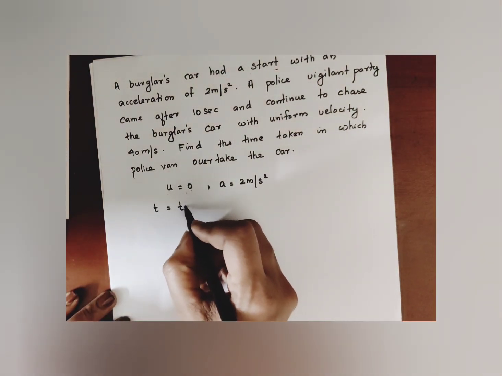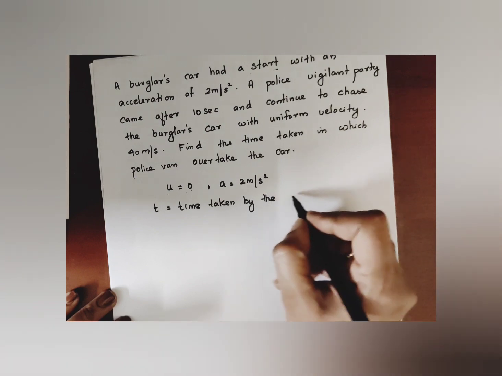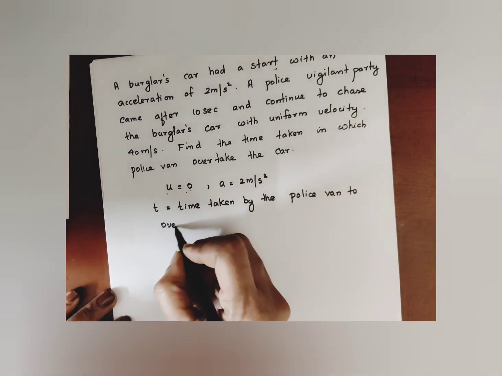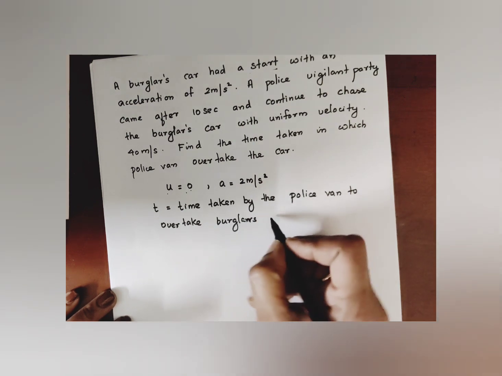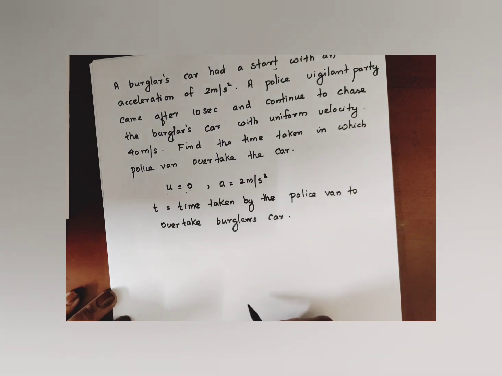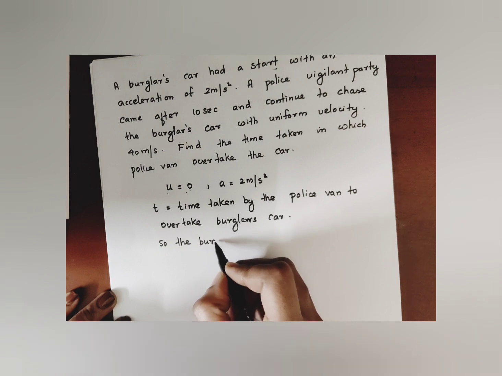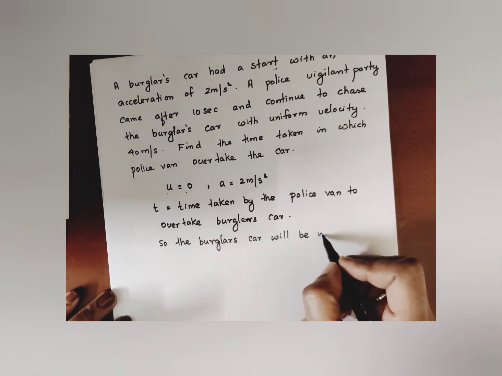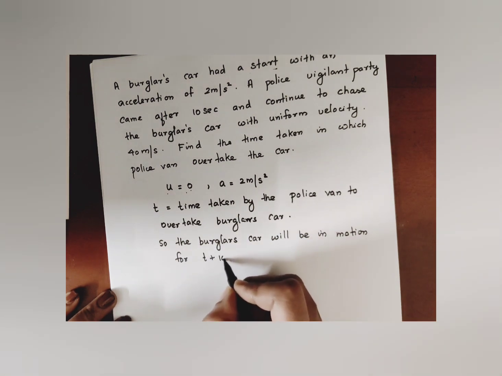So you can assume t as the time taken by the police van to overtake the burglar's car. So the burglar's car will be in motion for t plus 10 seconds.